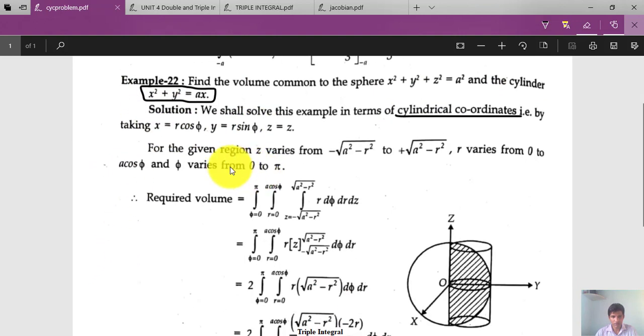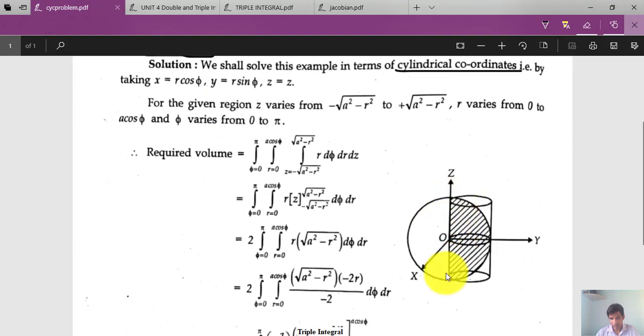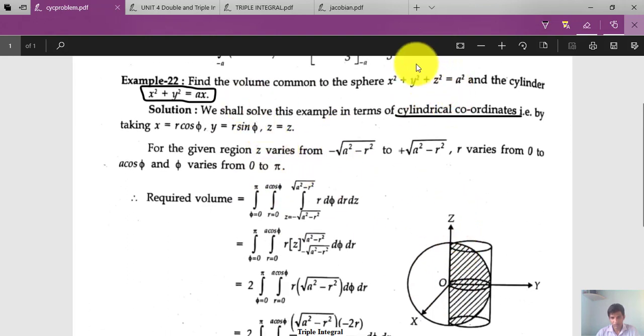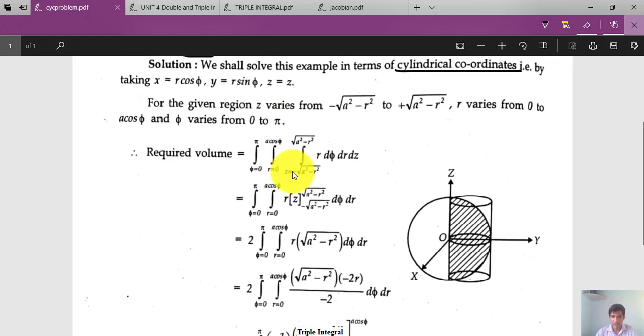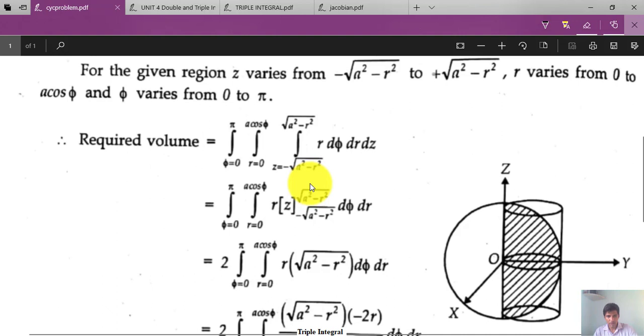We shall solve this example in terms of cylindrical coordinates by taking x equal to r cos phi, y equal to r sin phi, and z equal to z. Since z is equal to z, what will happen from here to here? Z will vary with respect to this sphere equation, so it is minus square root of a square minus r square to plus square root of a square minus r square. R varies from the origin to this, which is a cos phi, and phi varies from 0 to pi. The rest of the things are in the evaluation part.